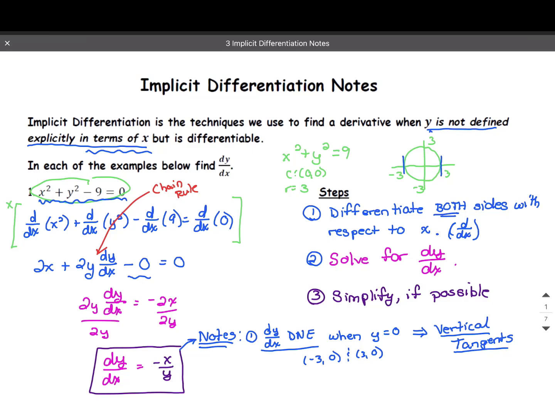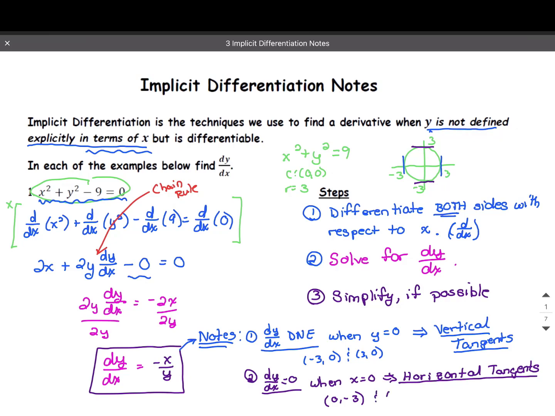Also, I want you to notice, when does the derivative equal 0? That's when the top is 0, or when x equals 0. And if the derivative is 0, that's when you're going to have horizontal tangents. So it's really important to remember, if the derivative doesn't exist, you have vertical tangents. If the derivative is 0, you have horizontal tangents. And notice we're going to have horizontal tangents at the top and the bottom. So on this one, it's at 0, negative 3, and 0, 3. Okay, nice.